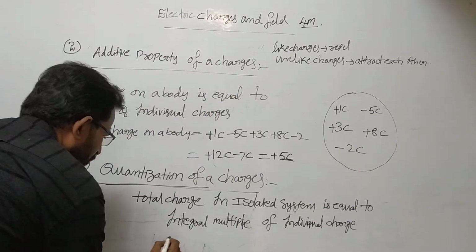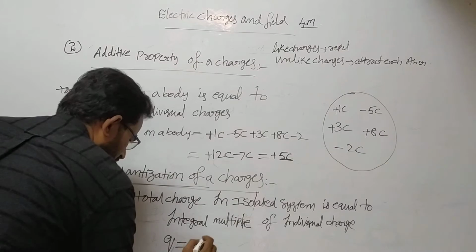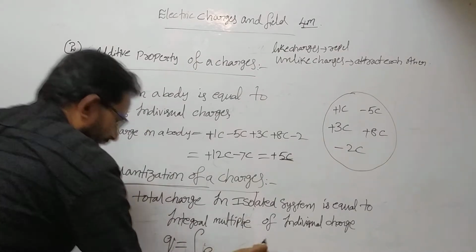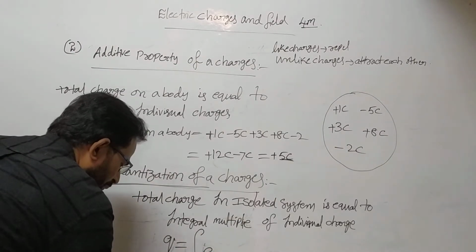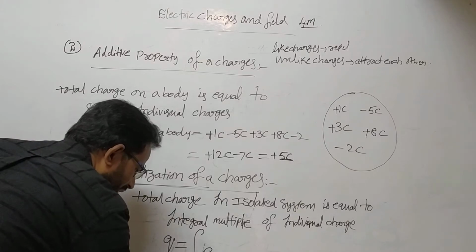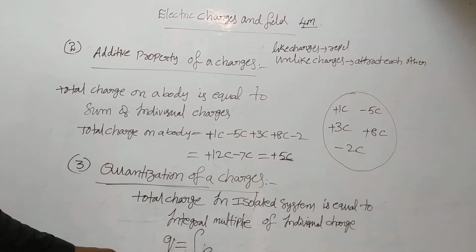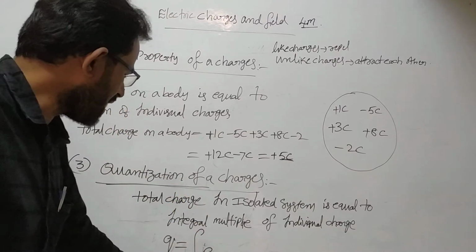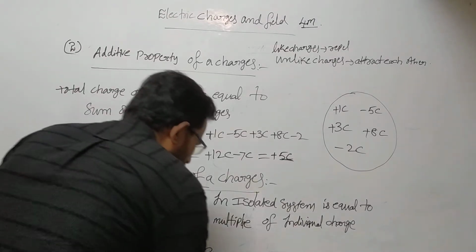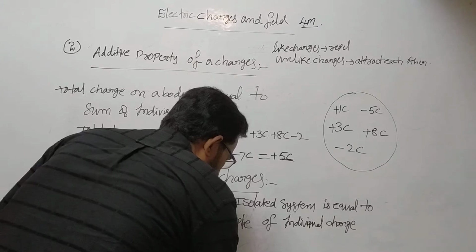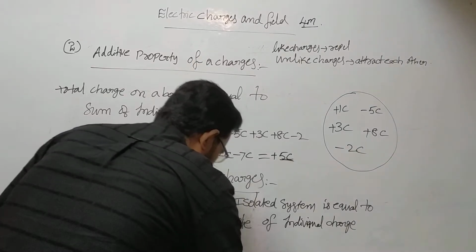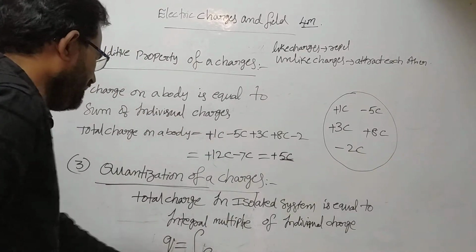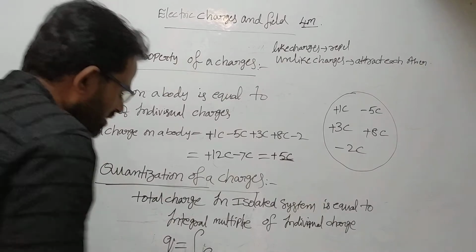Q is equal to an integral multiple of e. We can write Q equal to plus or minus ne. Q means the total charge in an isolated system or on a body, equal to plus or minus ne. Here n is an integer: n equals 1, 2, 3, 4. e is the charge of the electron. How much is the charge of the electron?